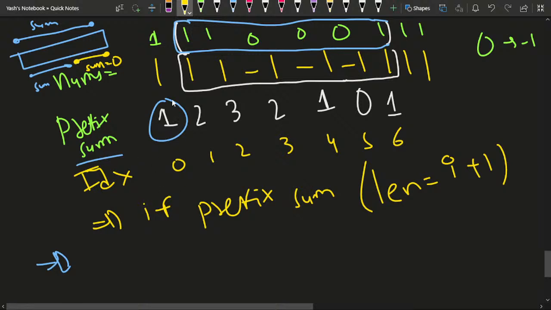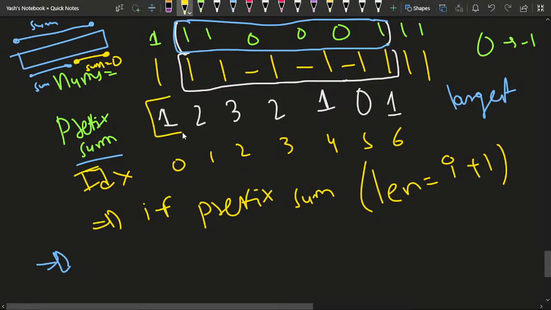every time I encounter a particular sum for the first time, like I have encountered this particular prefixSum 1 for the first time, I'll not consider this. Why I'll not consider this one? Because I want to find the largest length. So that is why I'll not store this index of 1. This index of 1 I want to store.